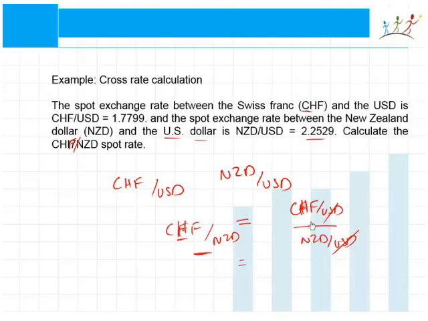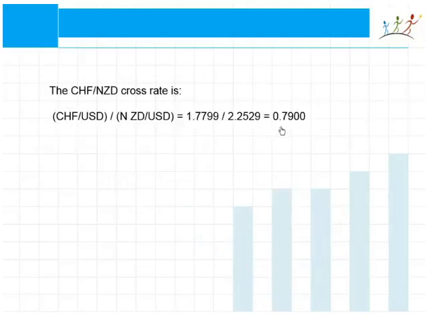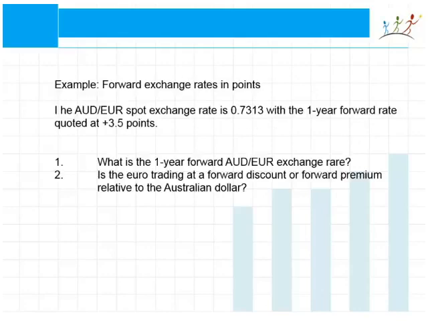So CHF by NZD can be derived as 1.7799 divided by the NZD by USD, that is 2.2529, which comes out to be equal to 0.79 CHF for 1 New Zealand dollar. That's the concept of cross rates.